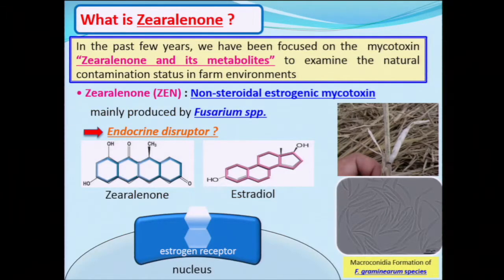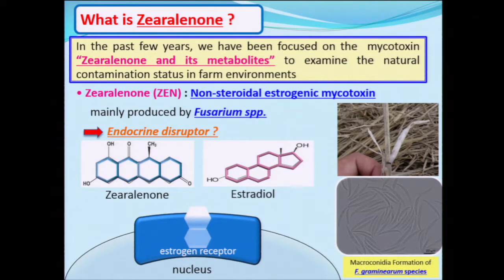In the past few years, we have conducted in vivo research focused on the mycotoxin Zearalenone and its metabolites to examine the natural contamination status in the farm animal environment, especially the cattle herd. Zen is known as a non-steroidal estrogenic mycotoxin, mainly produced by Fusarium species. This picture shows rice straw contaminated by Fusarium graminearum.